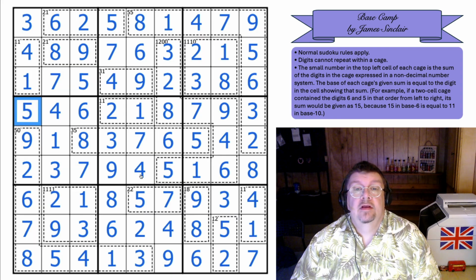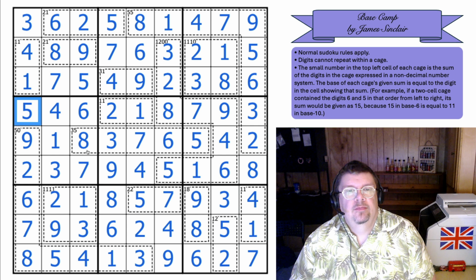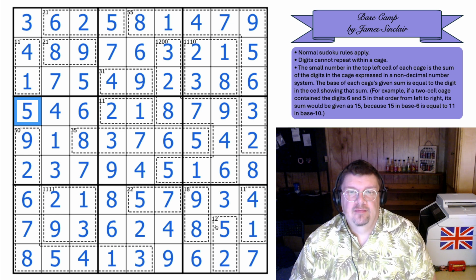Yep, that's a really, really fun puzzle. I really enjoyed that. Some nice things to think about for the cages with the 1 in the left hand, with the 2 digits in the left hand place.